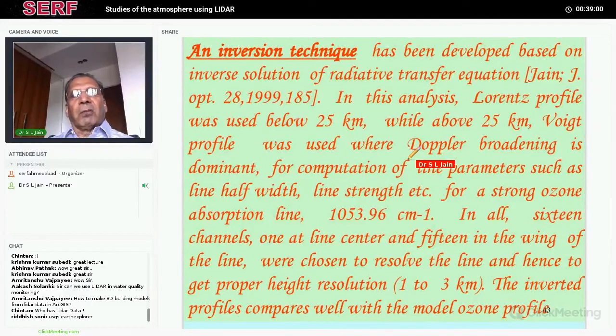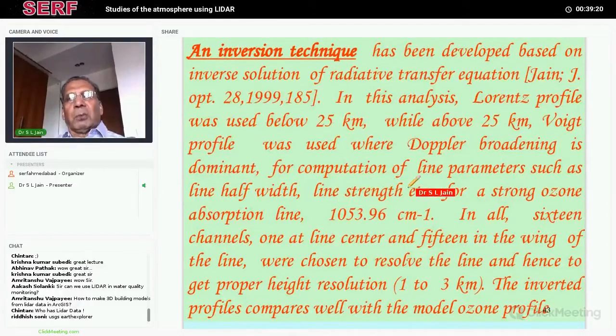Because above about 25 kilometers, Doppler broadening is more dominant, and below that, Lorentz broadening is more prominent. So you have to take into account only Lorentz below this, and above this you have to take Lorentz plus Doppler, that's the Voigt profile.